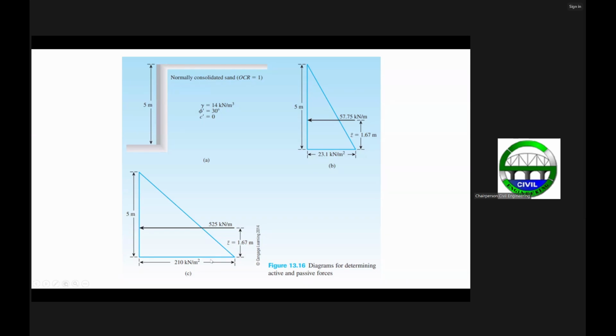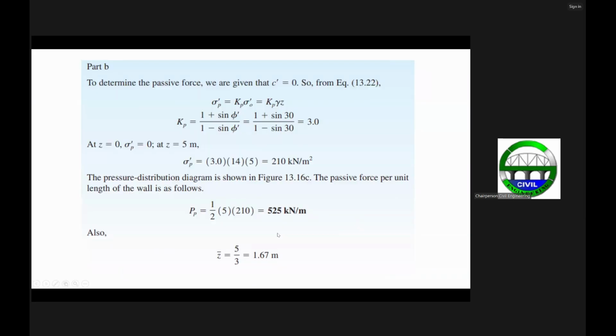For the total passive force, again it is just equal to the area of this pressure diagram, which is 1/2 times 5 times 210, which will give you this value here. And then the centroid is about 1.67 meters, which is just 1/3 of 5 meters, the centroid of the triangle. So that gives you these values here.